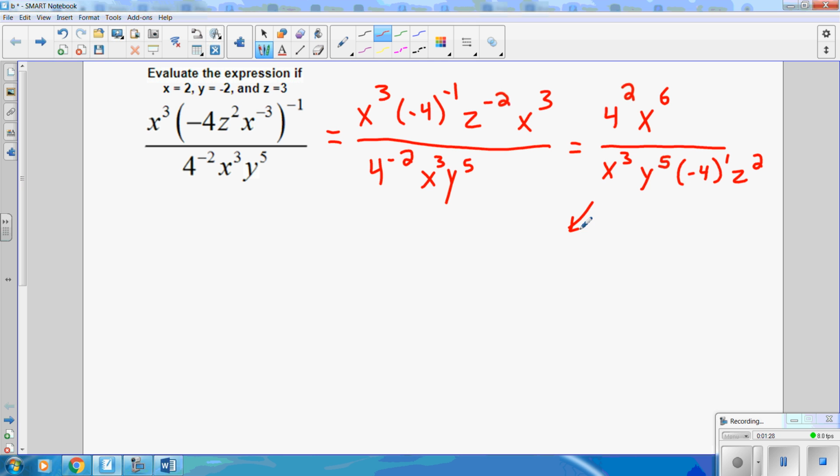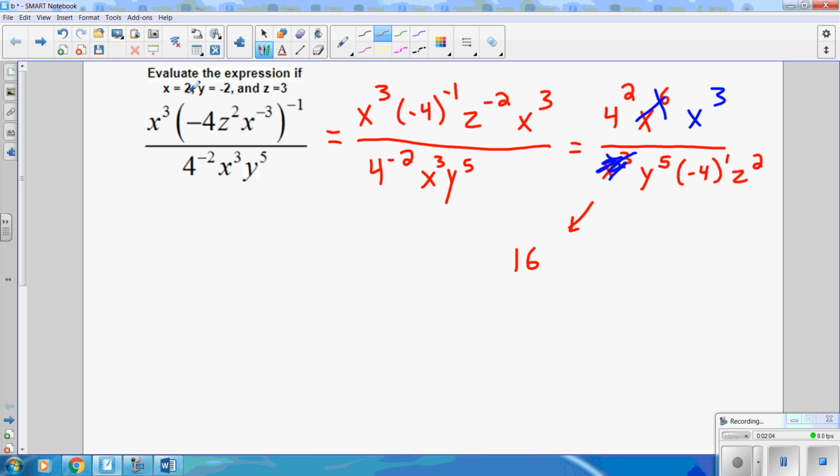Okay, so now let's come over here. 4 squared, that's going to be 16. And then x to the sixth. Well, when you look at x to the sixth and x to the third, you can actually reduce these. There's 3 more x's on top. So let me cancel out this x to the third. So that's gone. And this becomes x to the third, because you had 3 more x's on top. So now we just have x to the third on top.